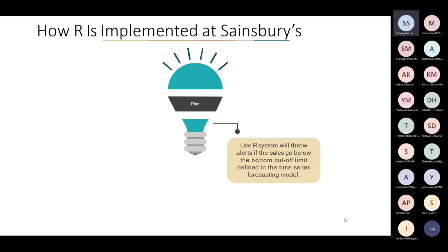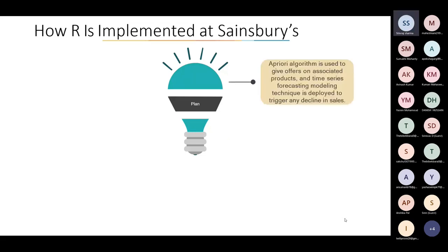So our live system, which is getting the data in a live scenario and updating every 30 minutes, analyzes the data and gives an alert whenever the sale goes below the cutoff limit that is defined through the forecasting models. So it is very easy for the management now to get an alert that yes, the sale is going down. Okay, so the appropriate decisions can be taken immediately.